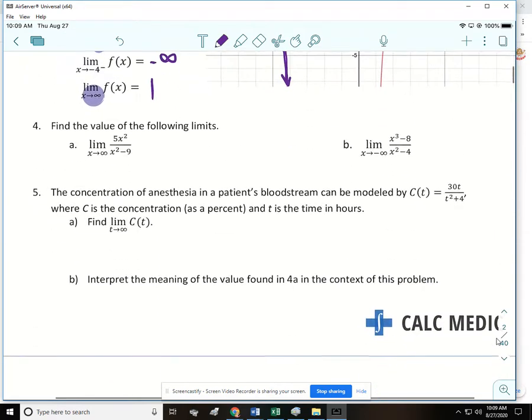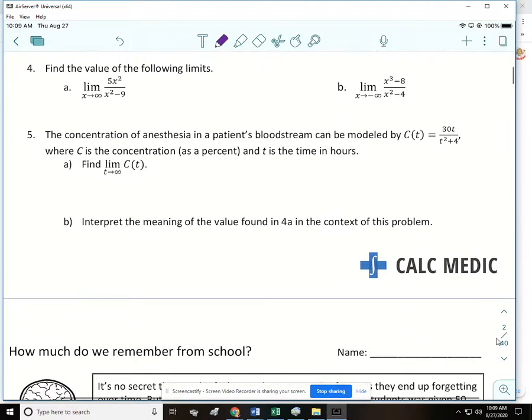Okay, so let's do a few where we don't have the graphs. All right, so for number 4, the question is just to find the limit, and you need to recognize that that is x approaching infinity. So x approaching infinity means we are looking for the horizontal asymptotes.